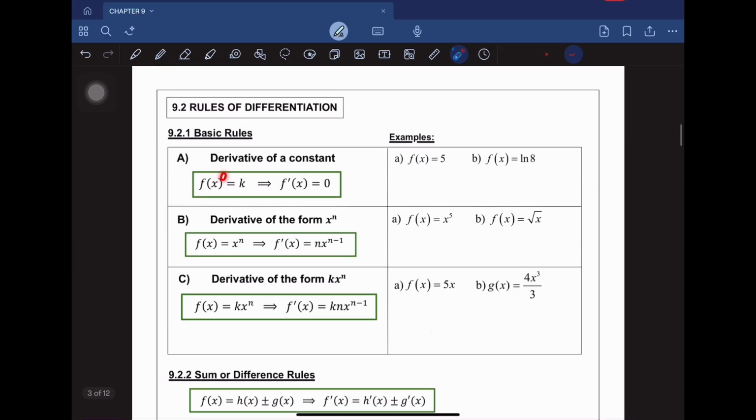So first, let's say f(x) kita adalah any constant, any number. So bila differentiate, we will get 0. So for example, this one, differentiate 5, automatic dapat 0. Differentiate 8, automatic you will get 0.